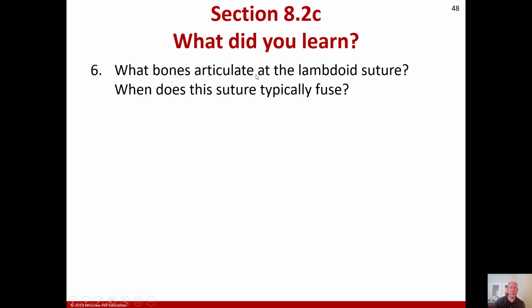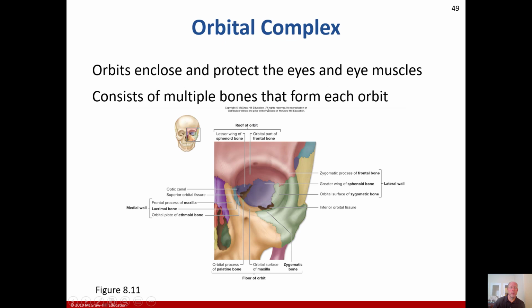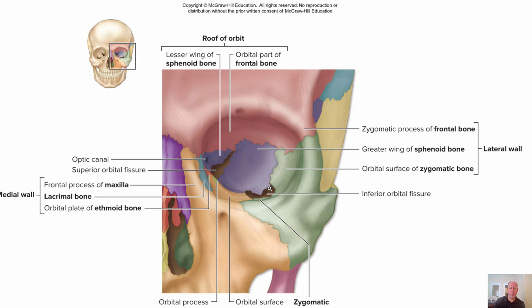So you should know after this section what bones articulate at the lambdoid suture and when the suture typically fuses. Orbital complex. The orbits enclose and protect the eyes and the eye muscles, and they consist of multiple bones that form each orbit. Let's get a closer look.